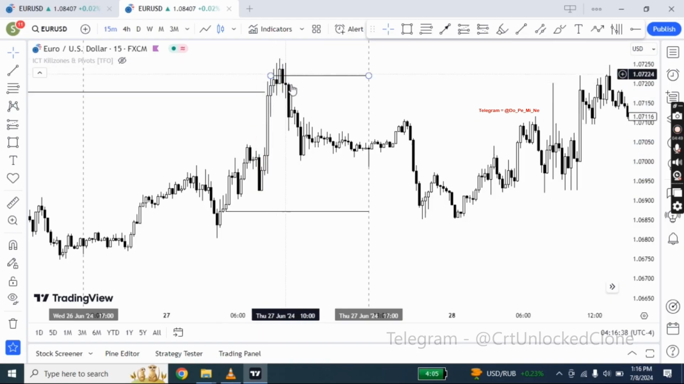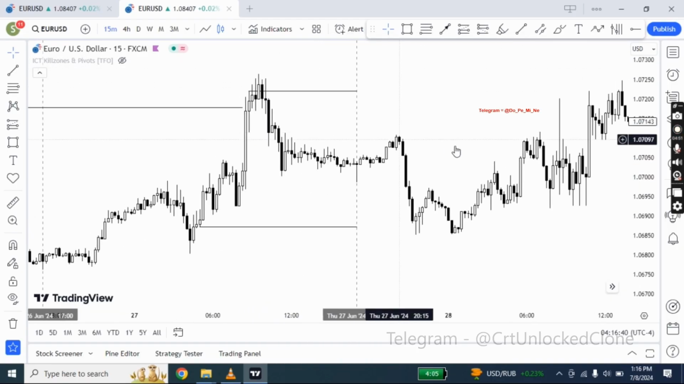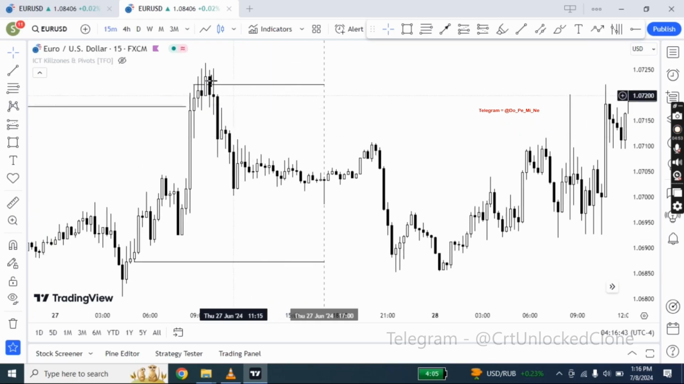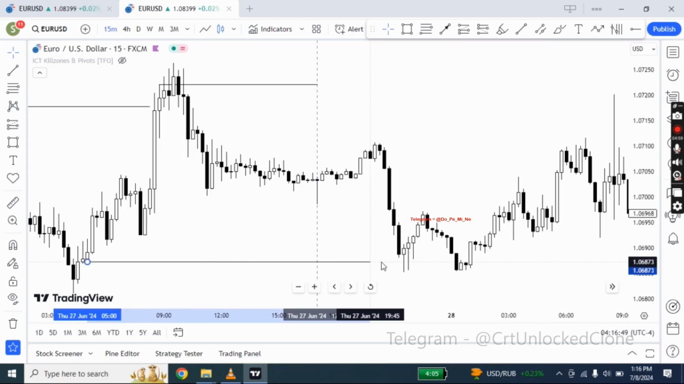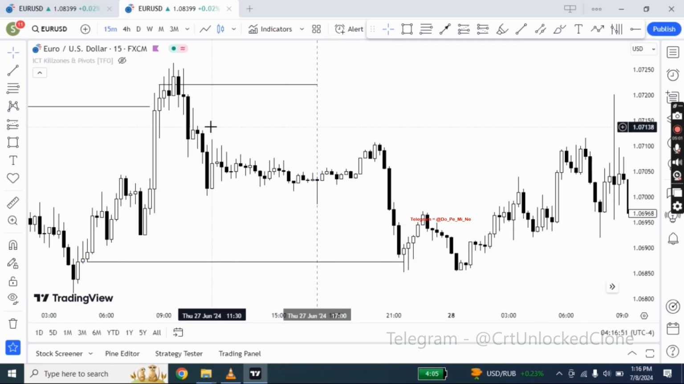But obviously I couldn't just short right away, right? I had to first wait for a confirmation and wait for my entry model, which is basically a Model 1 entry which formed right here, and I traded that. This is how you use time frame alignments in the correct way.